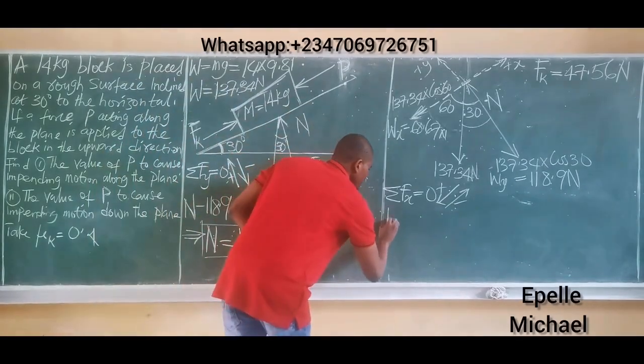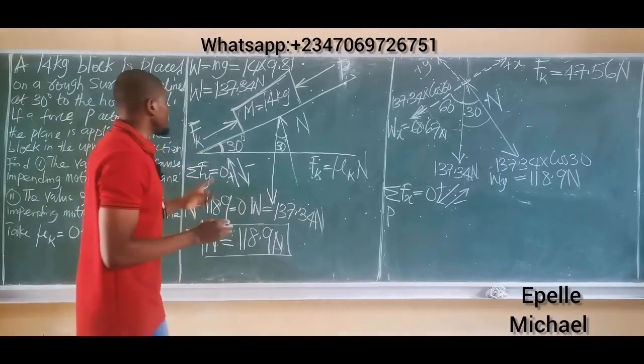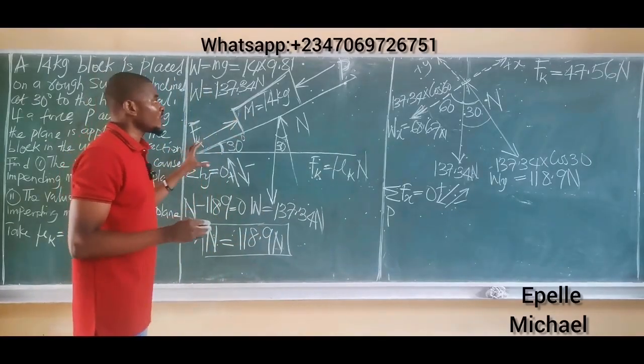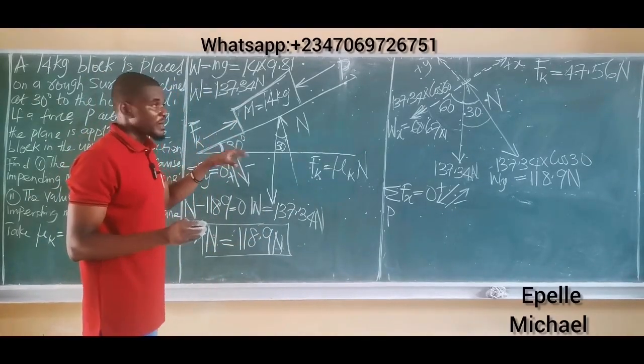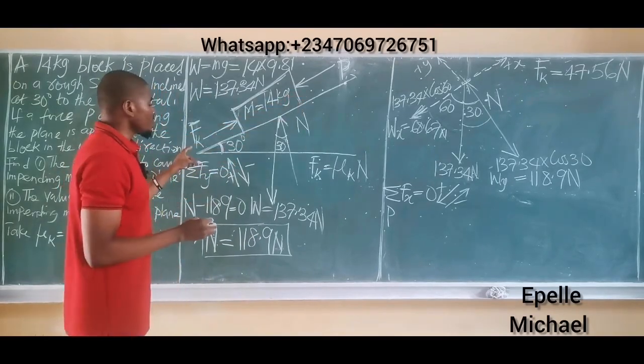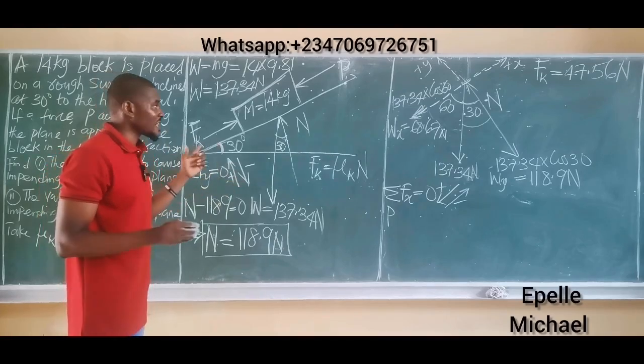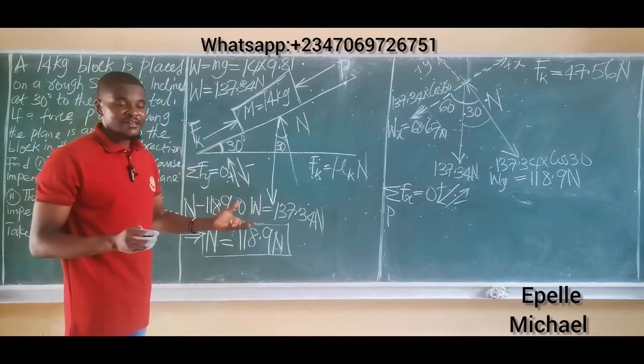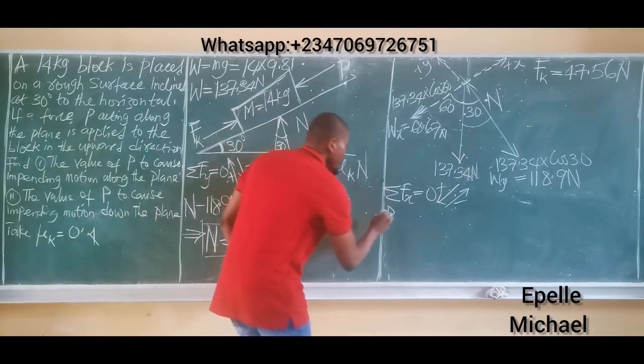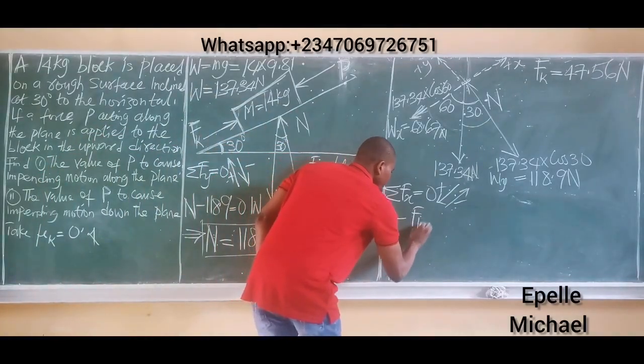I have P. But observe that the frictional force is opposing that motion, trying to compel this object to remain at rest by opposing this motion. As such, the frictional force becomes negative since it is acting up the plane. It is acting against the direction of motion. So we have minus Fk.